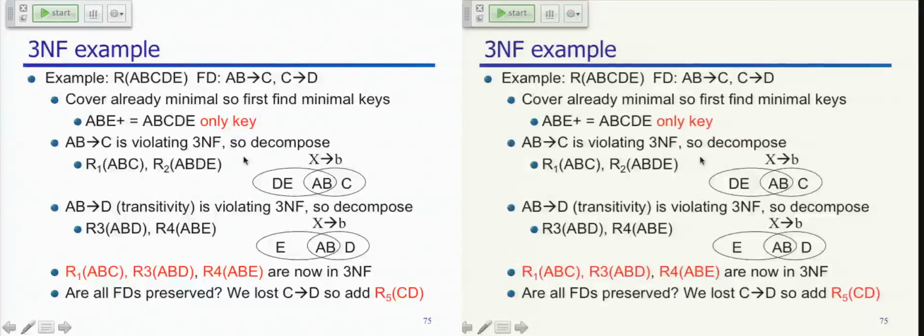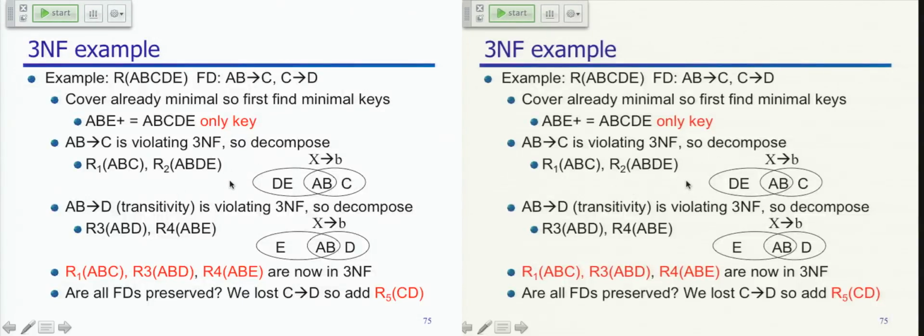Since it's violating, I'm going to decompose it similarly to how I was doing it before. So I'm going to put ABC in one relation and DEAB in another relation. Now I have two tables. Let's check ABC. Is this one in 3NF? Either of those need to be true. Is AB a key for this relation R1? AB is a key for this relation, so this is fine and it's in 3NF. I don't need to worry about it.